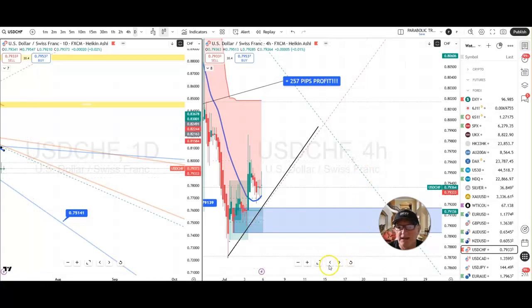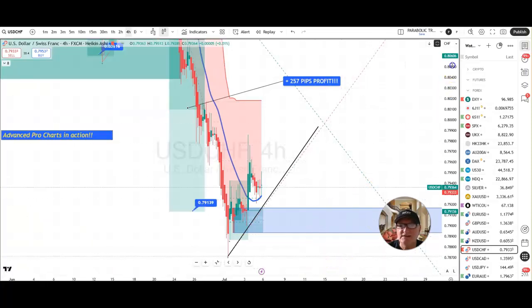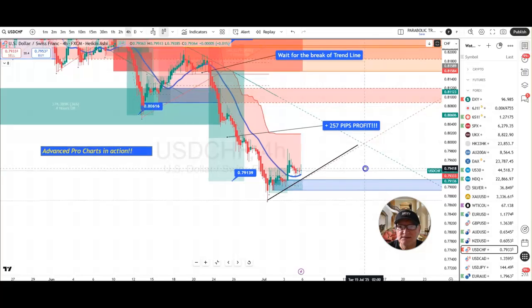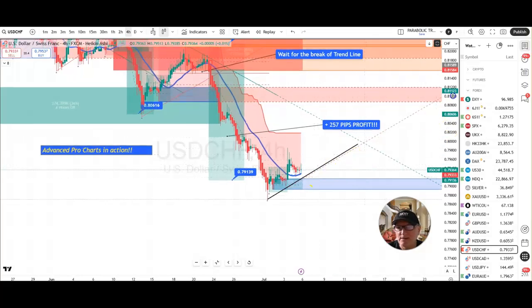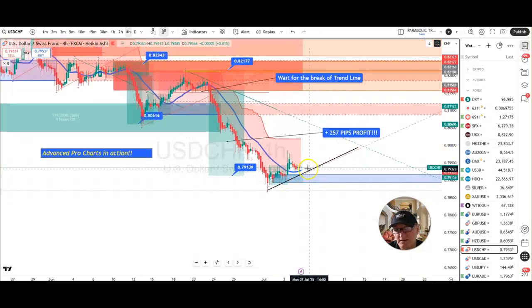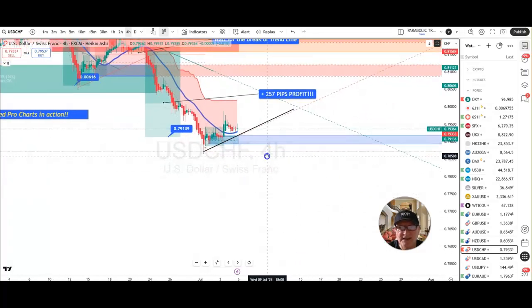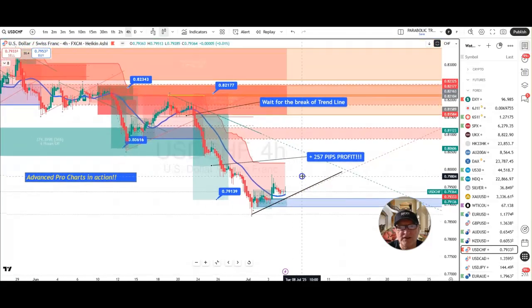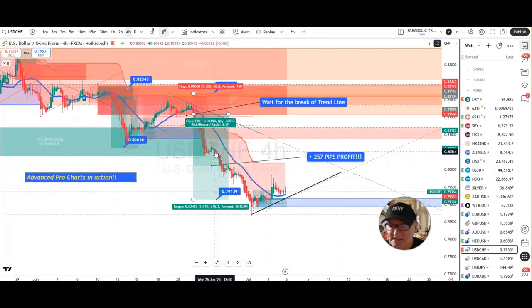If you are a swing trader, then just wait for the price to come up into this area here and then break down on this trend line and the demand area. So once it breaks down, it is going to be in free flow. Congratulations if you got 257 pips last week.